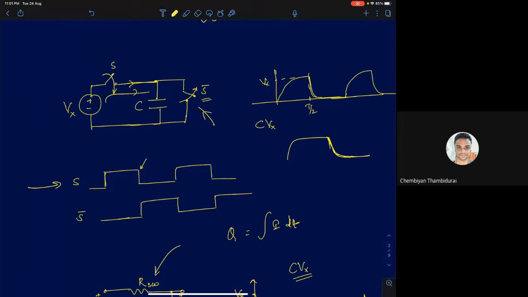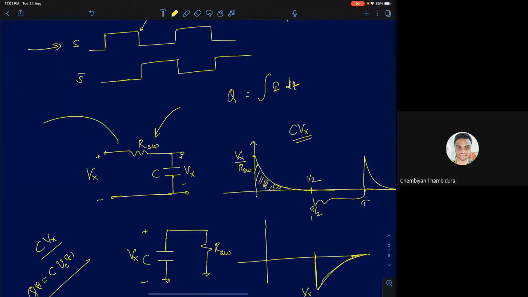Now we'll look at the current waveform and see what kind of current is actually being drawn from the input voltage source. In the positive half cycle, you can represent the switch by a resistance of value RSW. The voltage across the capacitor goes from 0 initially to Vx. The current drawn from the input starts from a peak value of Vx by RSW, and then it goes to 0 at T by 2 seconds. Within one half cycle, it goes to 0. That's the point where charging has fully happened.